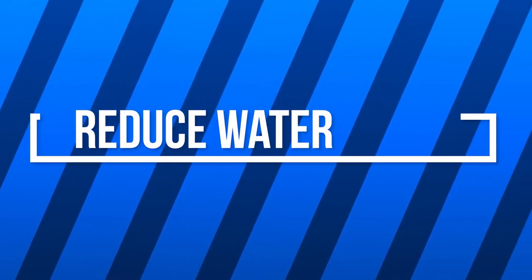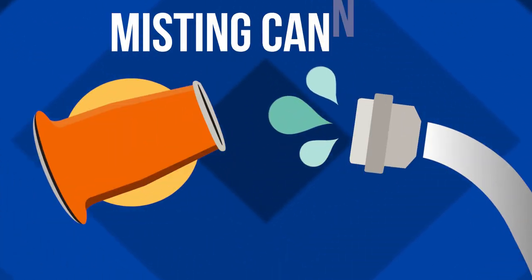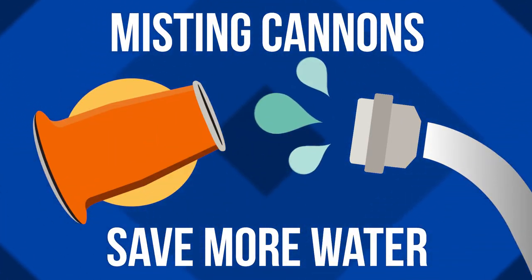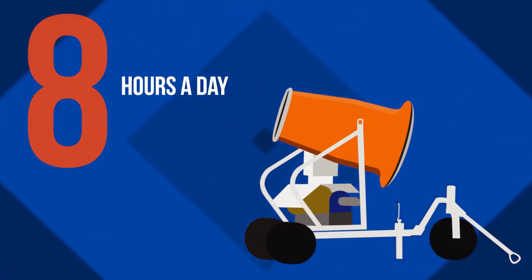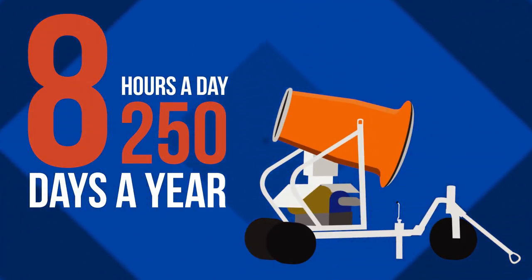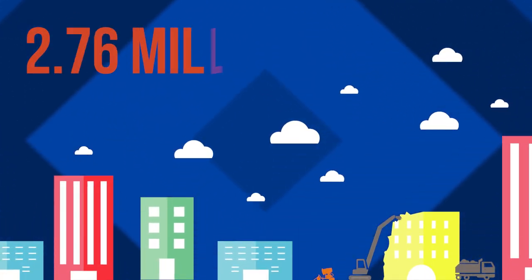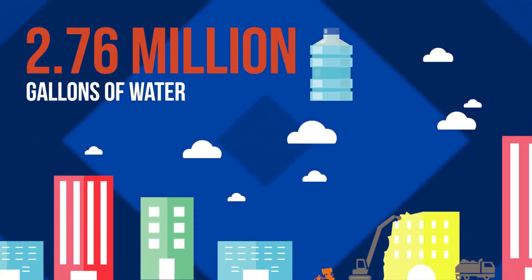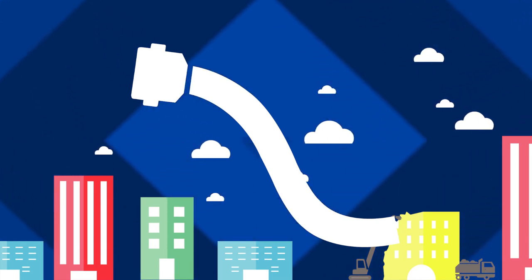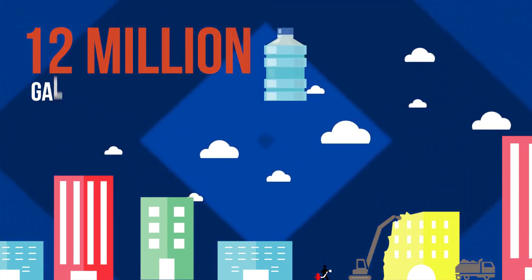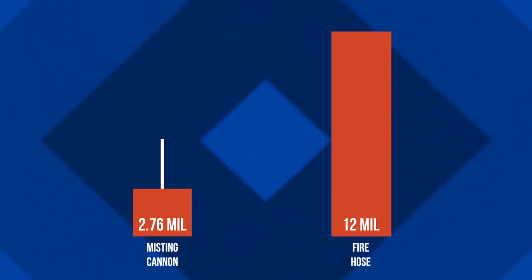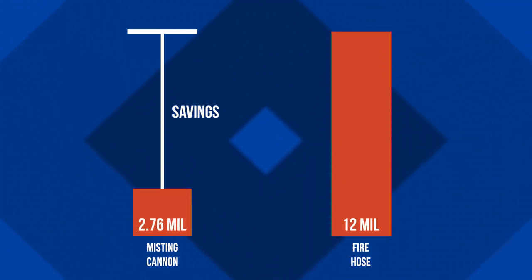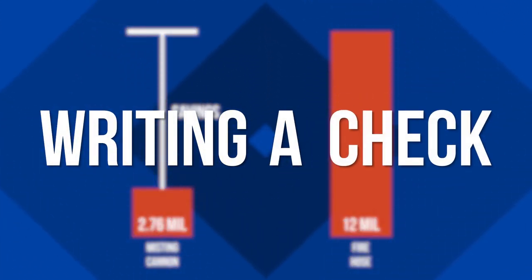Misting cannons also reduce water usage. Compared to an ineffective fire hose, misting cannons save considerably more water. If you run a standard DustBoss DB60 cannon for 8 hours a day, 250 days a year, the DB60 would use 2.76 million gallons of water. A fire hose under the same conditions would go through 12 million gallons of water in 1 year. That massive difference in water consumption is going to make a huge difference when it comes to writing a check.